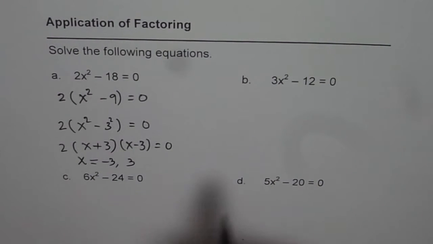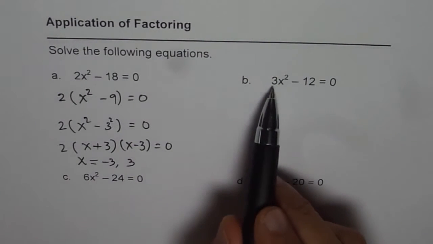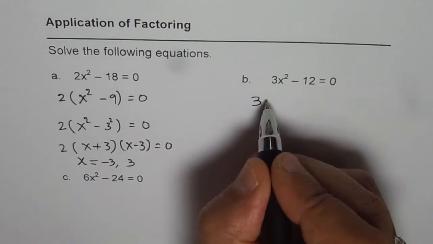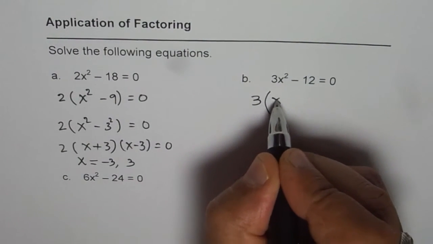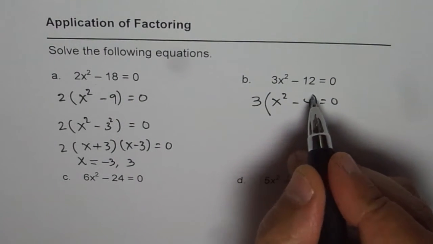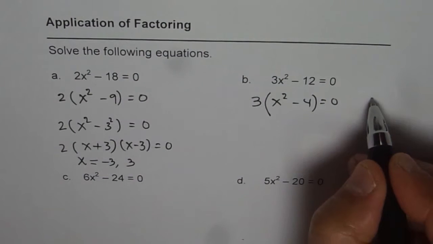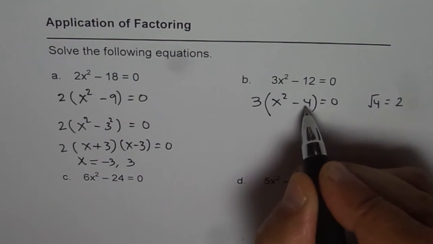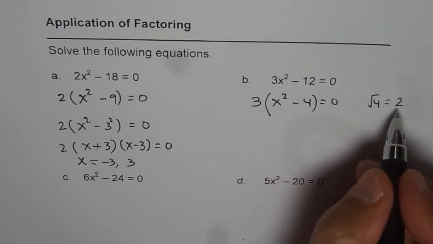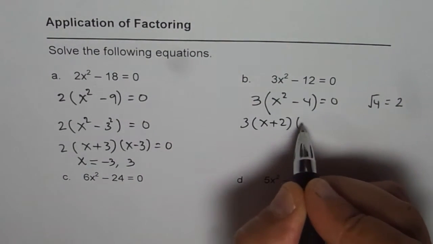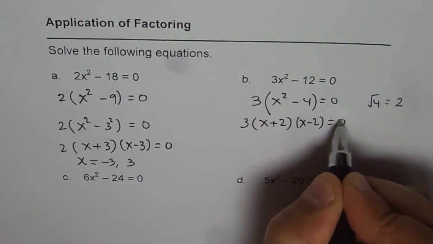Okay, so let's do the next question. Group factoring: 3 is common, so we can write this as 3x squared minus 12. Let's take 3 common, so we get x squared minus 4 equals 0. Now that is 2 squared, right? You can do the square root of 4. You know the square root of 4 is 2, right? So 2 squared is 4. Therefore, we could write this as 3 times x plus 2 times x minus 2 equals 0.